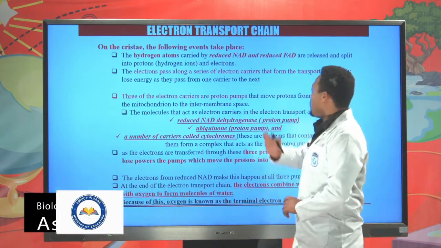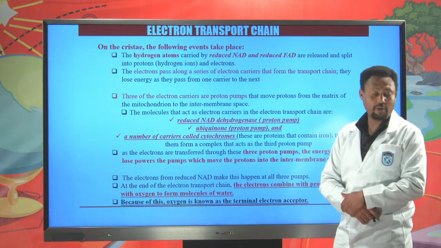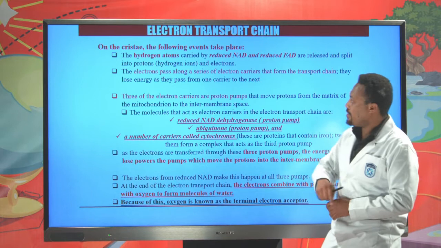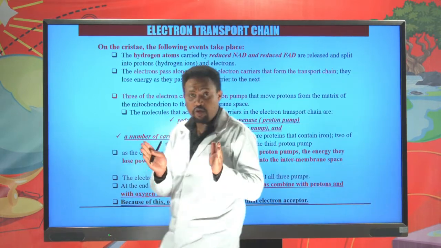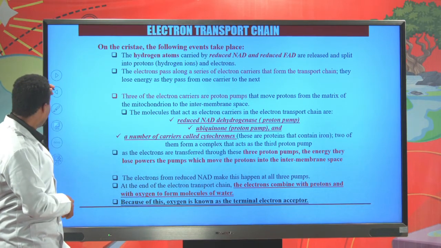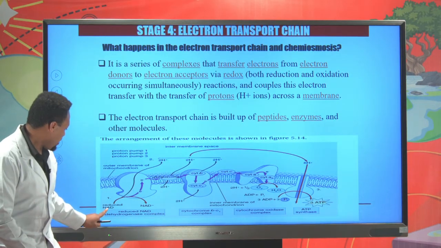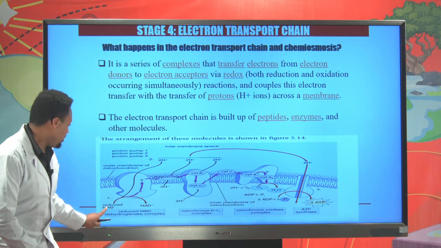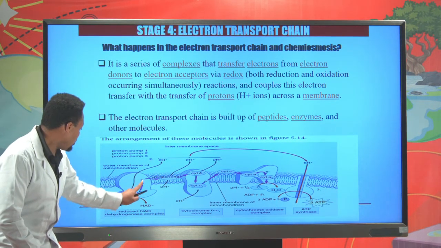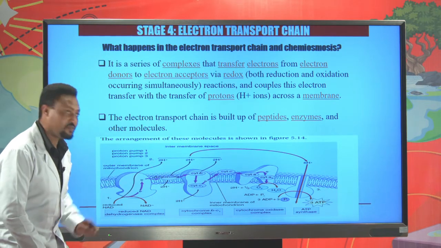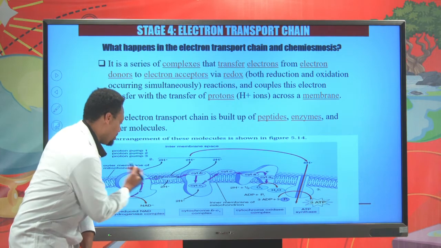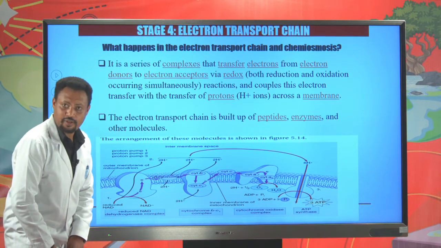These reduced NAD molecules, of course, there is also FAD, don't forget it, in Krebs cycle, 2 FAD, they actually are released and split into protons. This hydrogen comes in the process as I have shown you in the picture. That actually comes here. Look, these reduced NAD molecules come here, and this hydrogen brought splits into electron and proton. This electron is taken to the other electron acceptor, ubiquinone, okay?